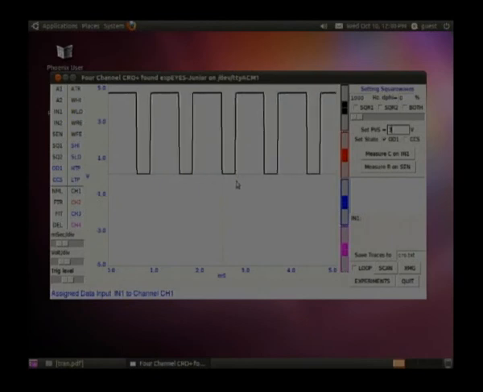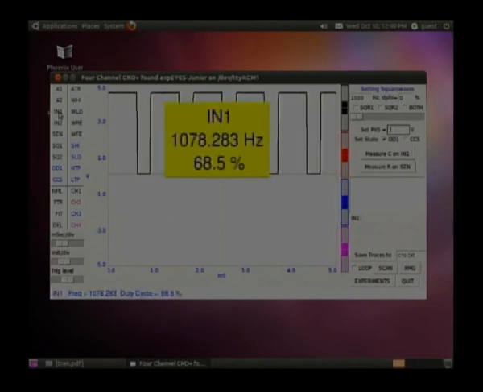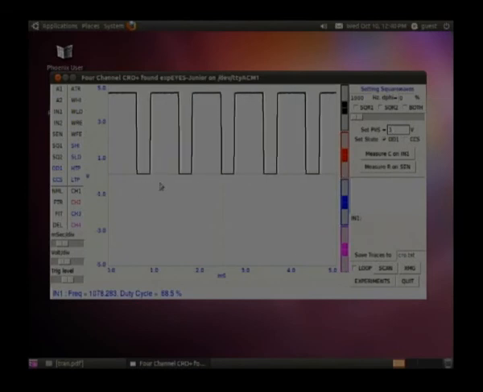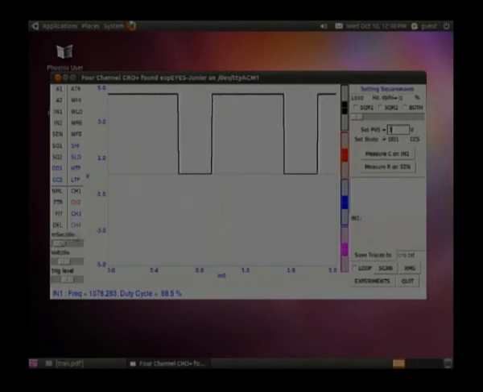total time period. So, go to IN1 and right click on IN1. It says the frequency is say 1078 hertz and the duty cycle is 68.5%. This is possible because this unit can measure the time intervals, like say a rising edge here and a falling edge here. So, the time interval between these two edges can be measured with microsecond resolution.